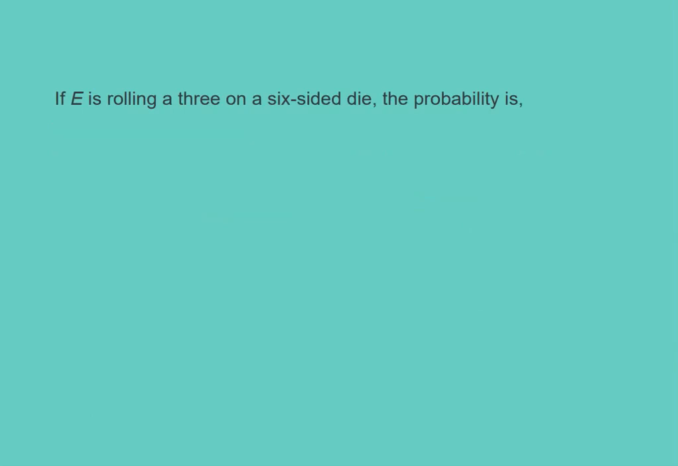For example, if E is rolling a 3 on a 6-sided die, the probability is the desired outcome, which in this case would be rolling a 3. There's 1 three on a 6-sided die, divided by the total possible outcomes. Well, there are 6 sides, of course, on a 6-sided die, so there are 6 possible outcomes. So our probability would be 1 out of 6. If our fraction can be reduced, we need to reduce our fraction.